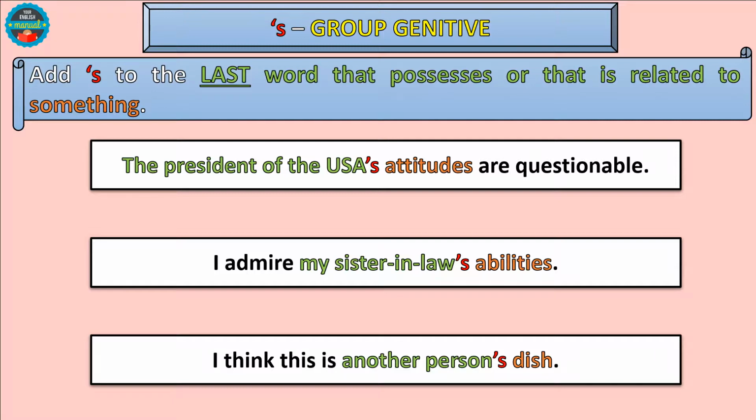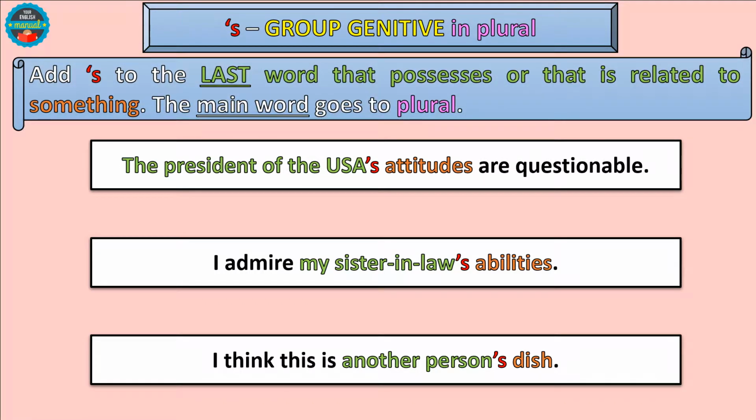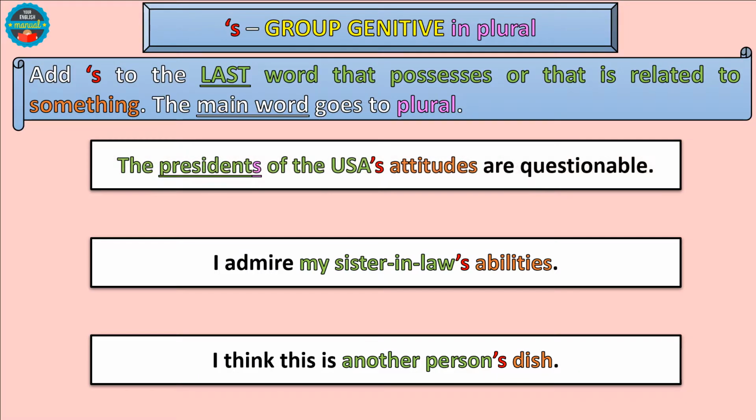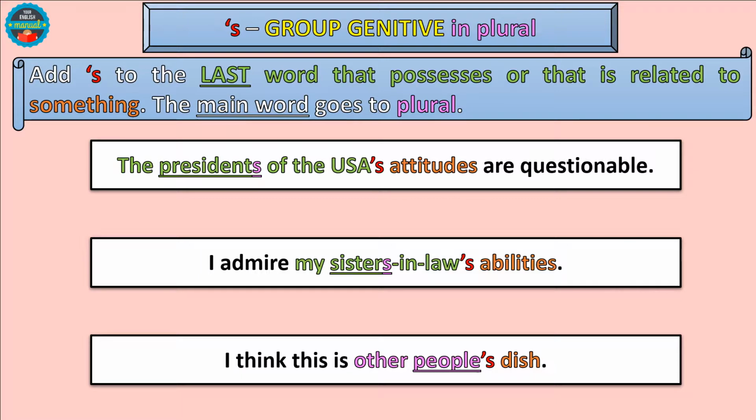But be careful not to confuse it with the plurals. The plural is formed in the main word. Let's put the examples we had given into plural. The presidents of the USA's attitudes are questionable. I admire my sisters-in-law's abilities. And I think this is other people's dish. Alright?